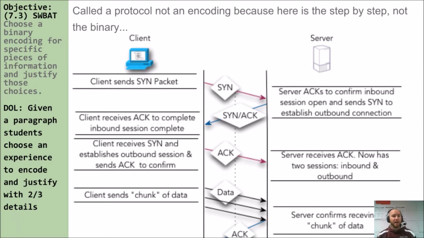So here we have a client computer talking to a server. The client sends a SYN packet, SYN standing for synchronization. The server acknowledges with an ACK to confirm the inbound session is open, and sends a SYN to establish the outbound connection. So now that you've established the connection, it sends information back. The client receives the ACK to complete the inbound session, then sends another acknowledge to the server. Once the server receives that, it now has two sessions, inbound and outbound.